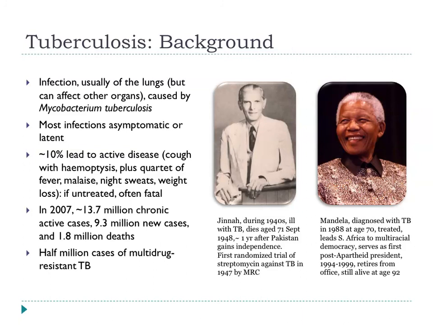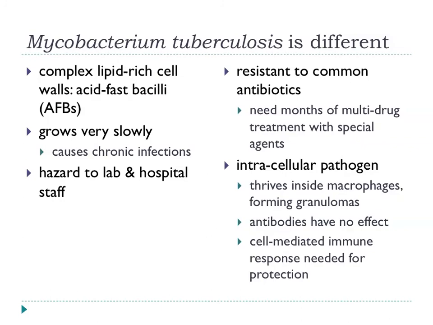If you fast forward a few decades, Nelson Mandela actually had TB as well, but by then we had treatments for it, and he was treated and then went on to actually serve a full term of 5 years as the leader of his country. It's interesting to speculate what would have happened if Jinnah had been able to have treatment for his TB. TB is a very difficult organism, different from others. It's got this very complex cell wall, it's resistant to common antibiotics, grows slowly, lives inside cells.